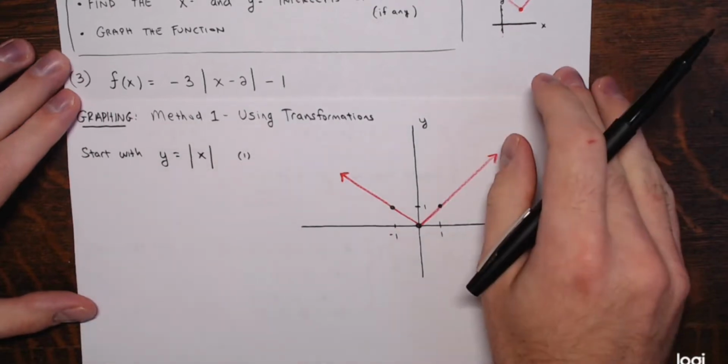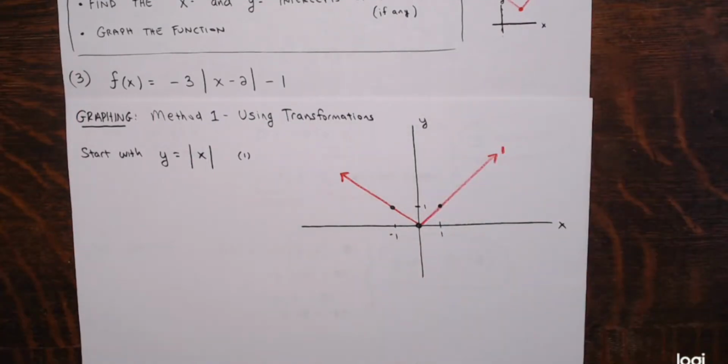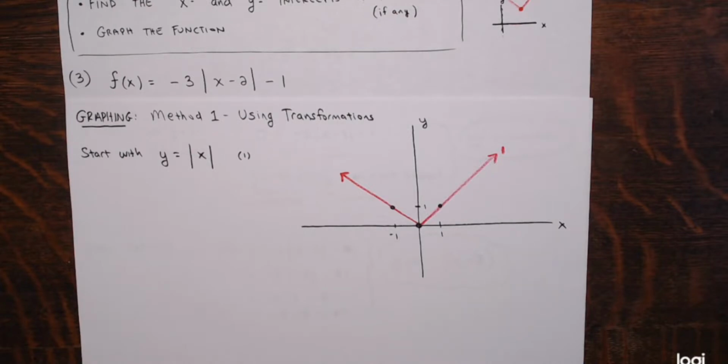Okay. So as I mentioned before, I prefer doing the vertical transformations first, right? All the outside stuff, the stuff outside the absolute value, and then the horizontal transformations, right, where I replace x with something, right? Replace x with something plus x, x plus something, x minus something, or x times something.